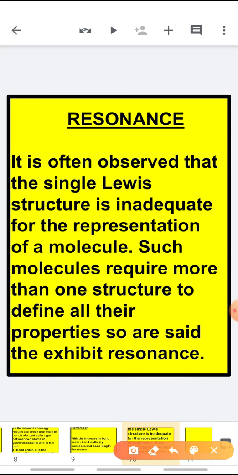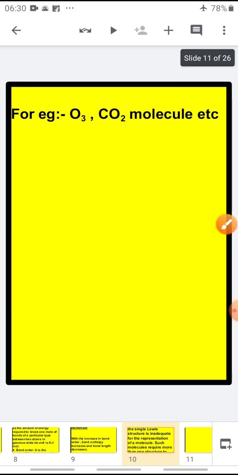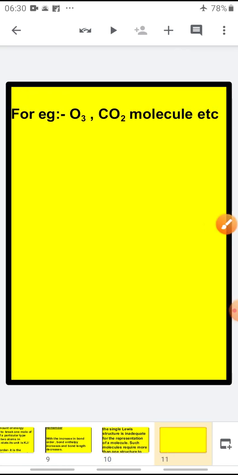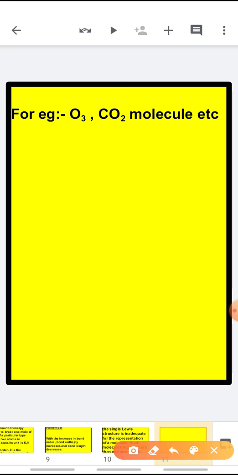So, how will you define resonance? You can say that when one single structure is inadequate to explain all the properties of a molecule and more than one structure is required, such a molecule is said to exhibit resonance. In resonance, the multiple bond, or you can say the pi bond, starts moving. We are taking the example of the ozone molecule first.